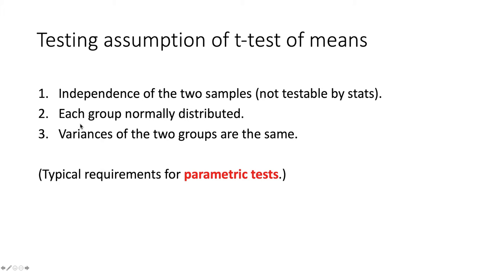So the second assumption is that each of the two groups, in this case the heights of men and the heights of women, are normally distributed. The third is that the variances of the two groups are the same. These requirements of independence, normal distribution, and equal variance are the kinds of requirements that are very typical for what we call parametric tests.